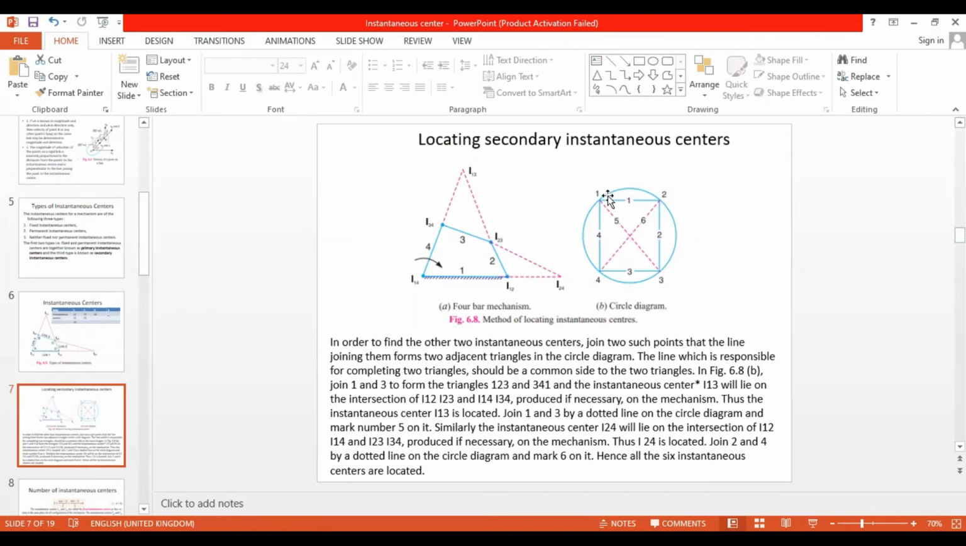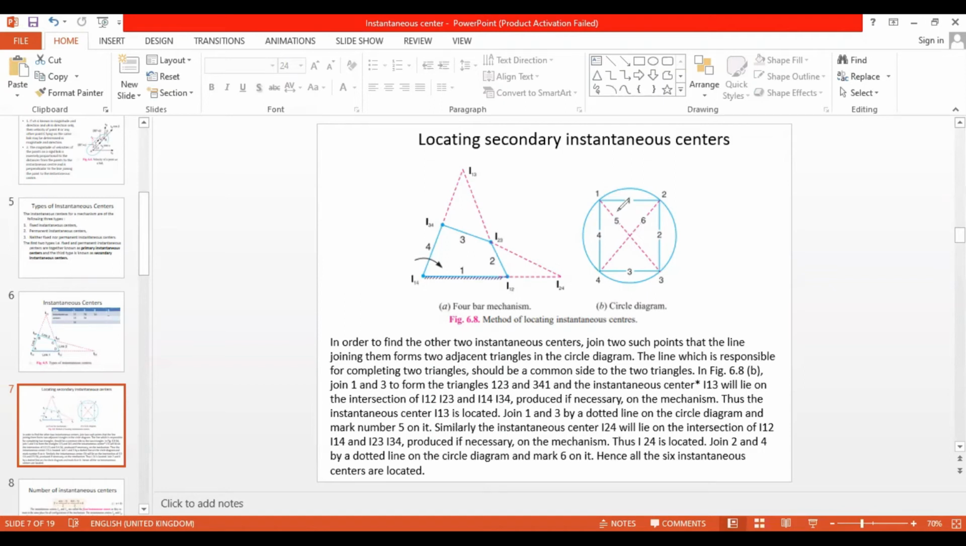So in order to make this, I need to look for the 2 adjacent triangles, right? Adjacent triangle means 1, 2, 3 and 1, 4, 3. These are called adjacent triangles, okay? Similarly, 1, 2, 4 and 2, 4, 3 or 2, 3, 4. These are called adjacent triangles, right? So this complete diagram needs to form 2 adjacent triangles. Adjacent triangle means 2 triangles where a common side is shared.